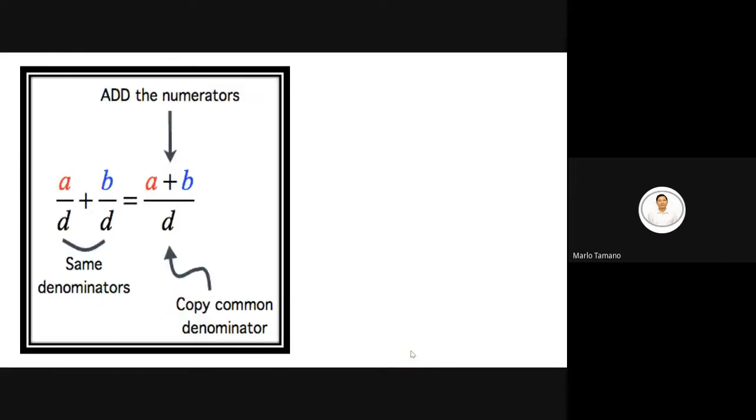Add the numerator. So we have here the form of addition of like fractions or similar fractions. Nasa formang ganito. So A over D plus B over D. Now, all you have to do is add both numerators and copy the common denominator. So when we say common denominator, they have the same denominators. And D is what we call the common denominator.